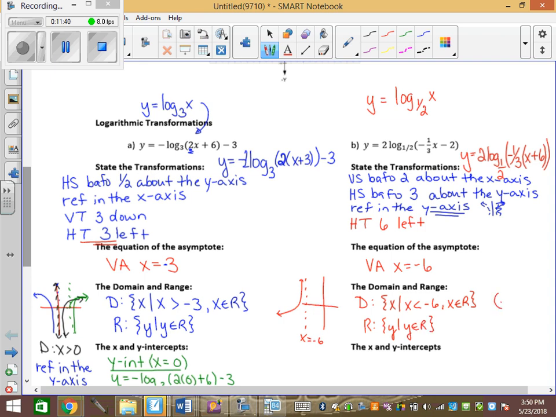So less than negative 6 is from negative infinity to negative 6. It's not equal to, because the asymptote is at negative 6, so it can't be equal to. And then the range is negative infinity to infinity. The x and y intercepts, you do the same as the other one.